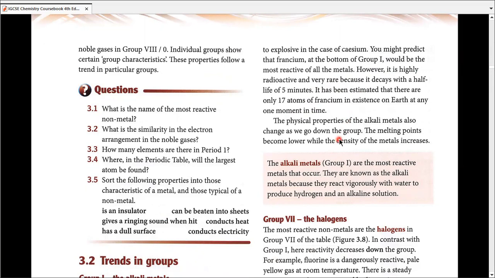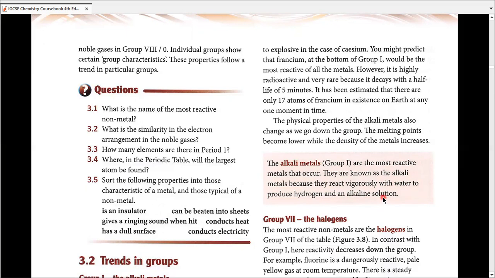You already know that melting point or boiling points become lower. For the rest of the periodic table, it goes higher. Only for group 1, it goes lower. Let's go through a revision quickly. Alkali metals of group 1 are the most reactive metals that occur. They're known as alkali metals because they react vigorously with water. They produce hydrogen and an alkaline solution. That hydrogen usually catches fire, so it burns on the surface.